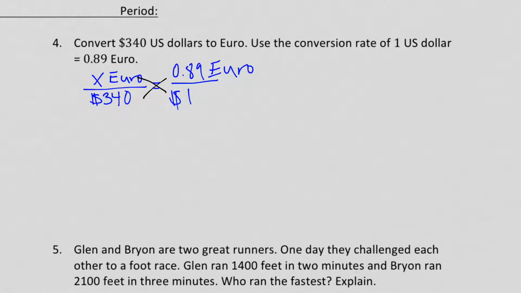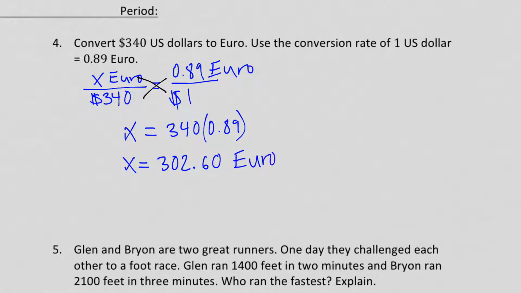So on the first one, I'm going to do x times 1, which is just x. And the other one is 340 times 0.89. Right? 340 times 0.89. And at this point is where you can use your calculator to make that multiplication. And my calculator says it's, oops, it's not dollars, it's euro, right? Let's cross that out. It's 302.60 euro. And that's your final answer.